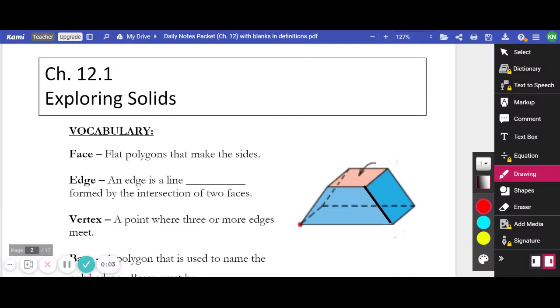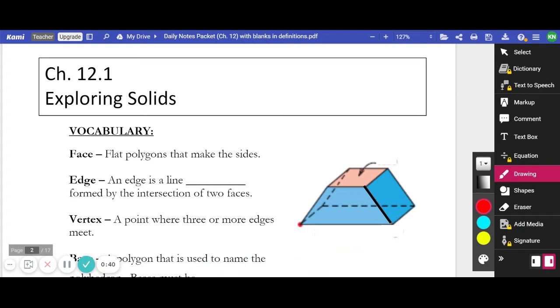All right, we're going to start off chapter 12 with some vocabulary about solid figures. We're moving into that third dimension where things have a length and a width and a height. One of the vocabulary words that we need is face. Not the thing with our eyes and our nose on it, but a face is a flat polygon that makes the sides of these solids.